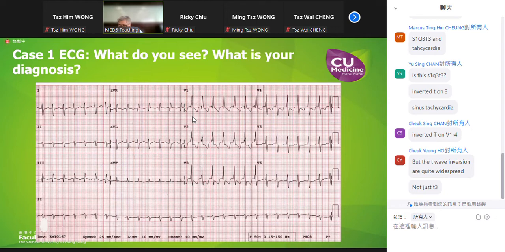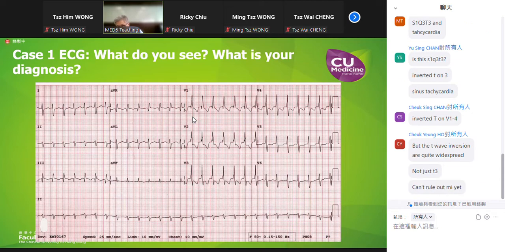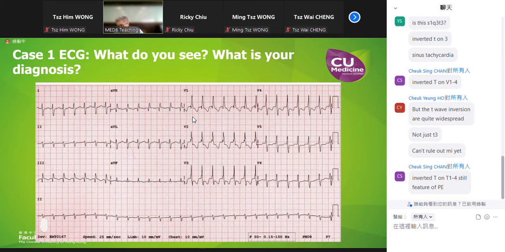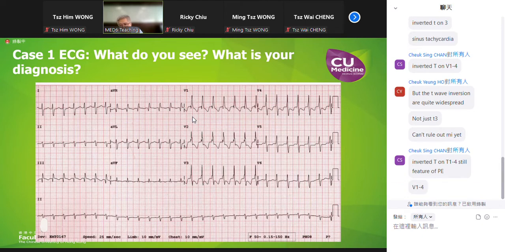So are you surprised? Does it make sense or not? I can explain. Now you're thinking, are these inversions in the anterior leads compatible with PE, or do you think of something else? Can't rule out MI yet? No, you can't. One more thing you can see, okay. And what else, one last thing you can probably see in here.